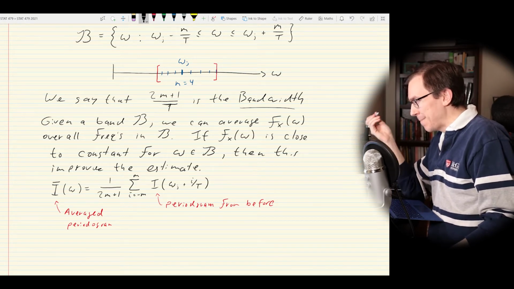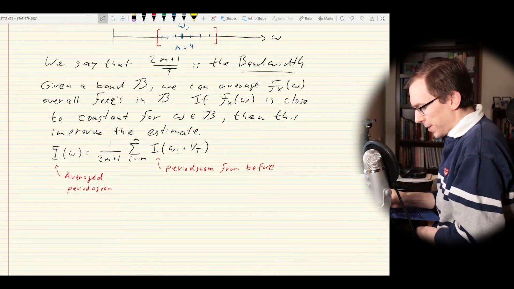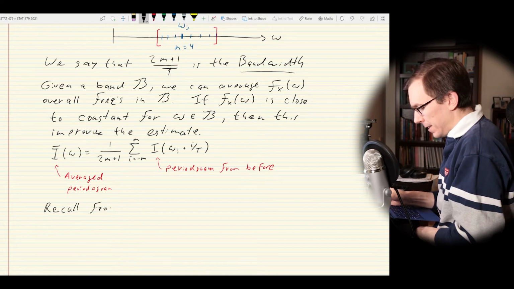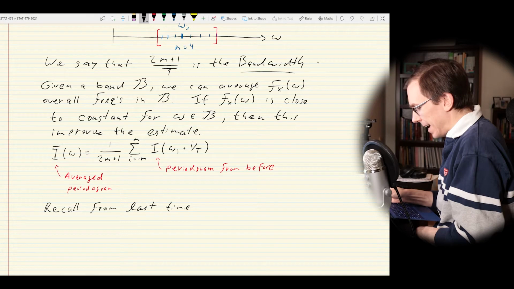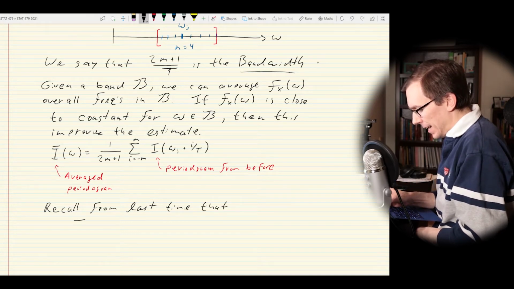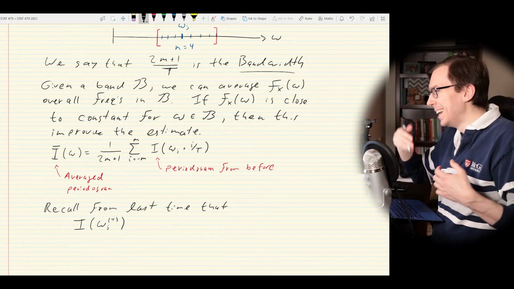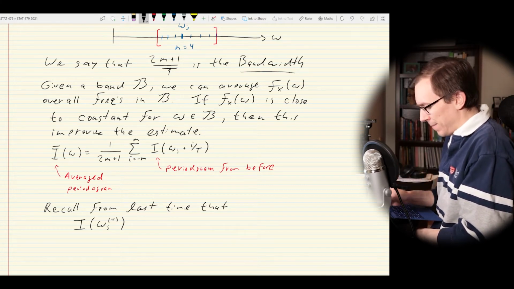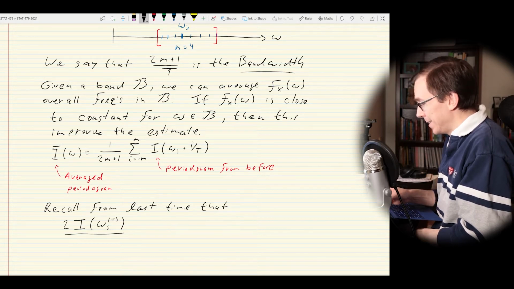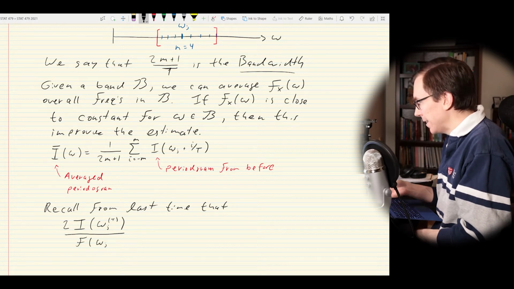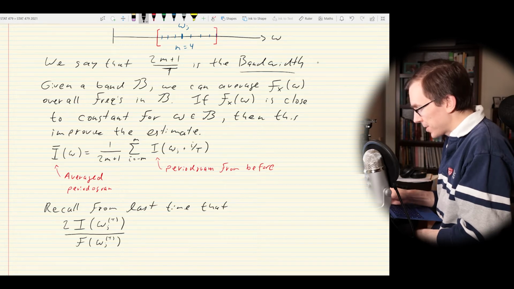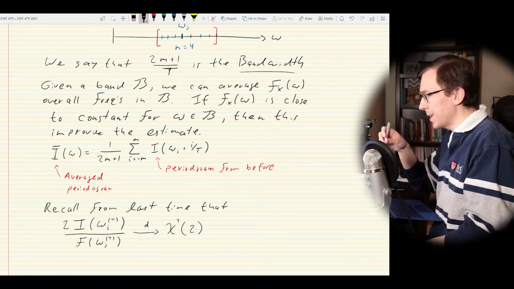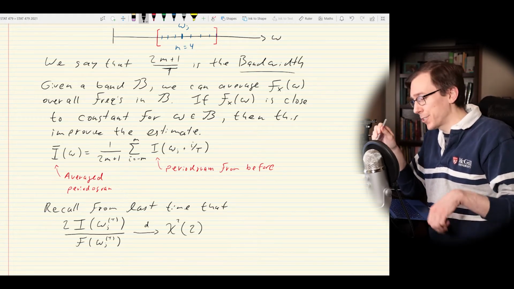So what happens mathematically when we do this? Well, first what we'll say is recall from last time that if I take I omega j to the t, because I have to have a sequence of omega j's that changes with t, and we multiply by 2 and divide by the spectral density at the frequency of interest, then this thing converges in distribution to a chi-squared random variable with 2 degrees of freedom. Right, so we did that at the very end of the lecture from last time.